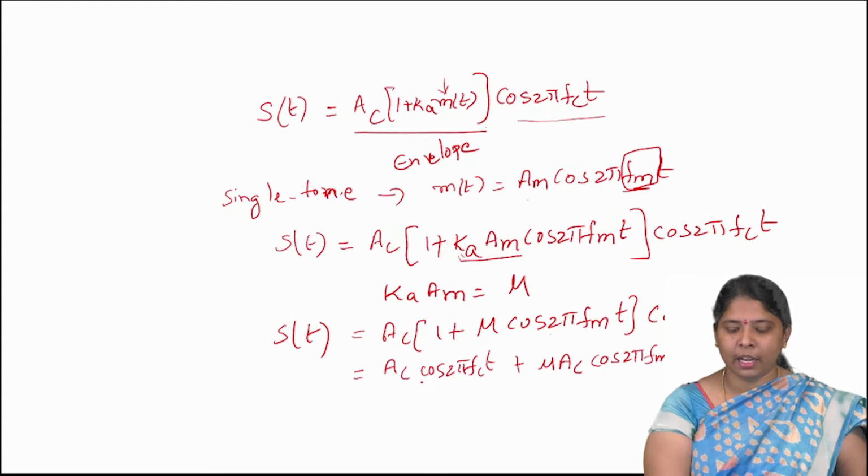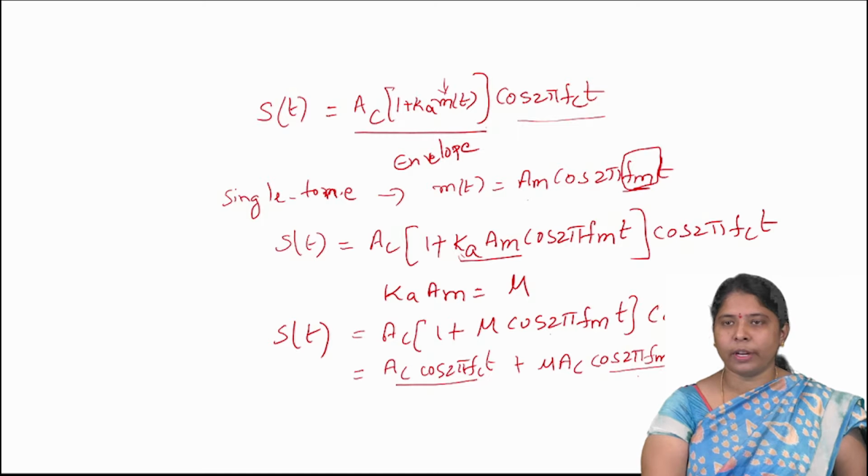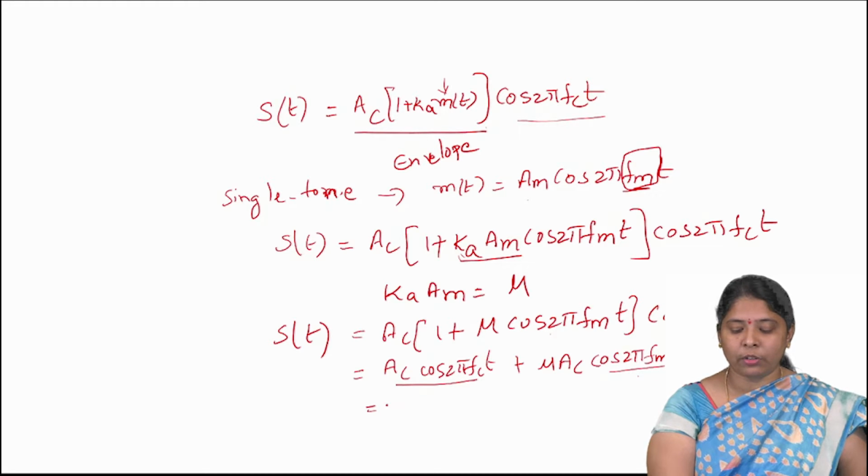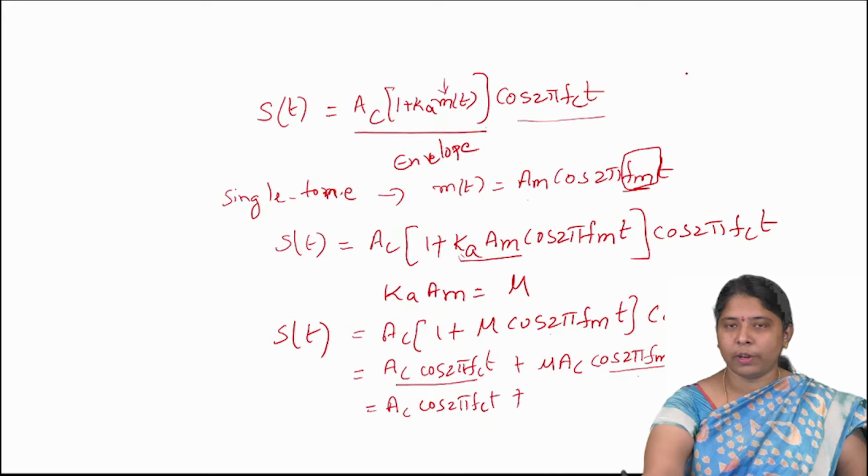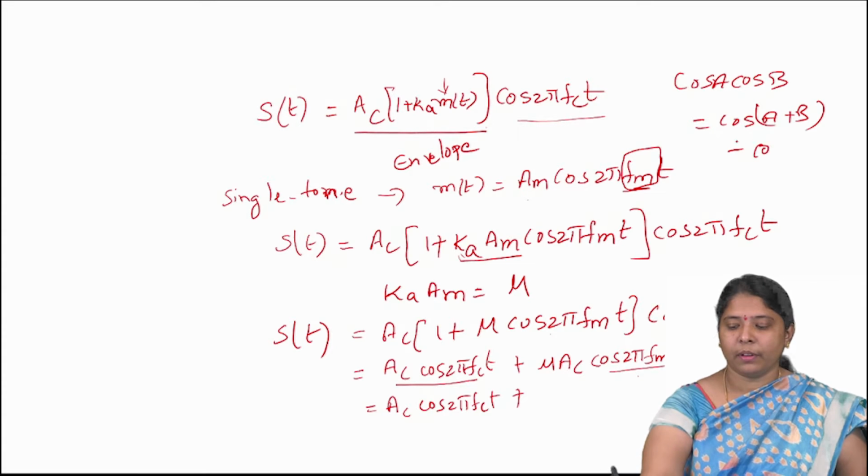First term is again a carrier term. Second term contains the product of two cos terms, cos 2 pi fmt multiplied with cos 2 pi fct. So we are going to get here AC cos 2 pi fct as the first term, and we know the cos A cos B formula in trigonometry: cos A plus B plus cos A minus B.